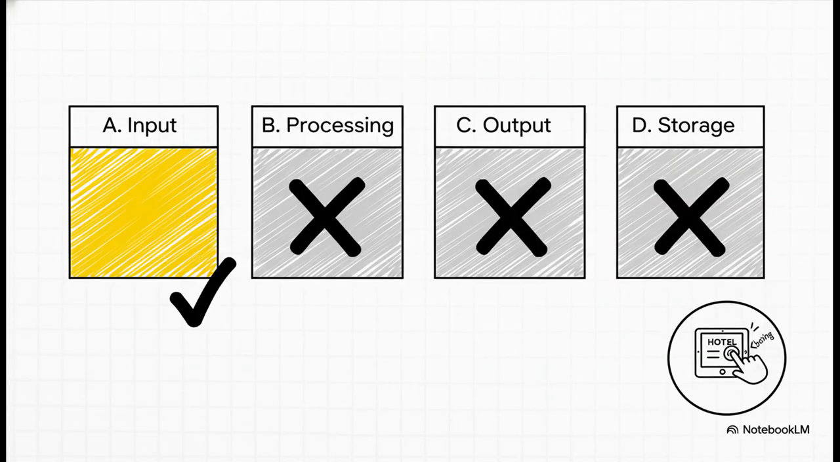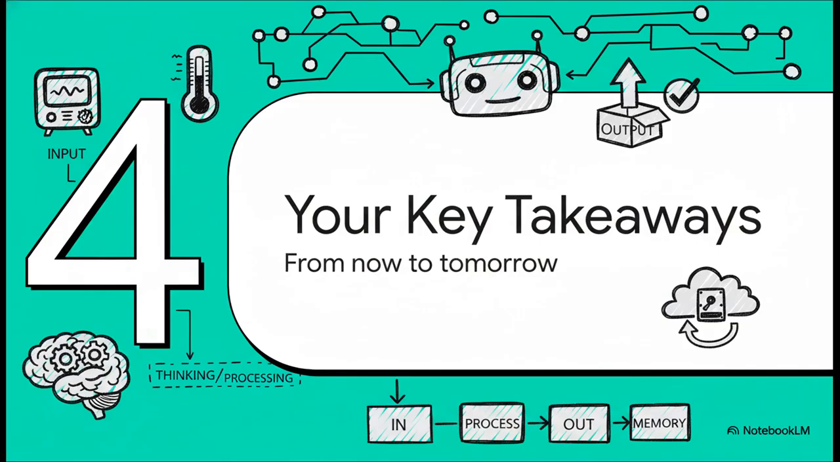And the correct answer is A, input. Think about it. The output is working like a charm. You can see everything just fine on the screen. The problem is, the device isn't listening to you. The touch screen, which is an input device, isn't registering your touch. It's an input failure.